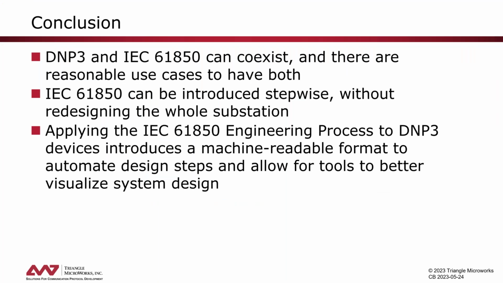Okay, so I hope that we've been able to demonstrate today that both DNP3 and IEC 61850 can and should coexist, and there are many reasonable use cases to have both in the same substation. We've shown that 61850 can be introduced stepwise. You can start out with GOOSE and work your way up to a full 61850 system, and you don't need to redesign your whole system to introduce individual pieces, for example, replacing wires with GOOSE.